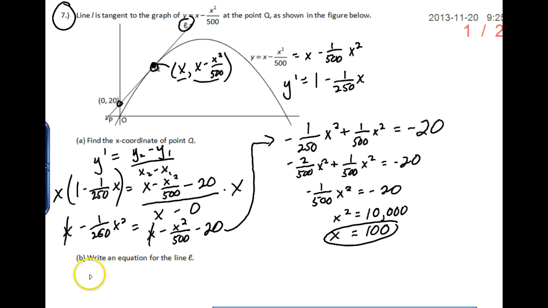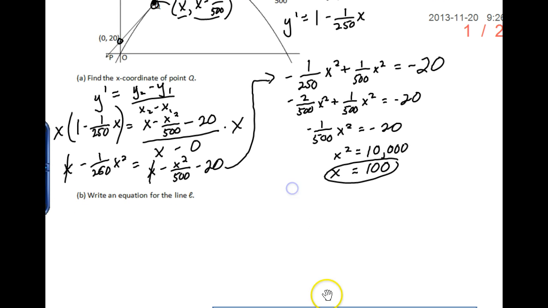So part B says write an equation for the line L. Well, what do I need for line L? I need a point and a slope. I don't have the slope yet, but I can easily get it from the derivative. The easiest point to use would be (0, 20). And the slope is the value of the derivative, y prime, evaluated at x equals 100.